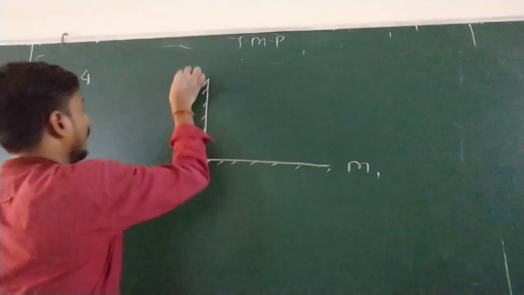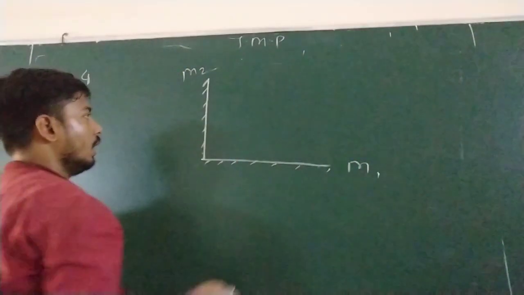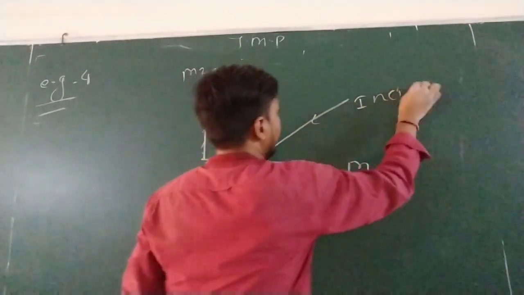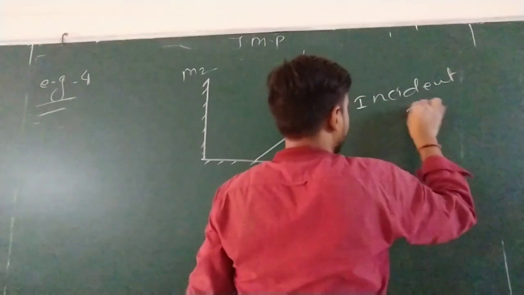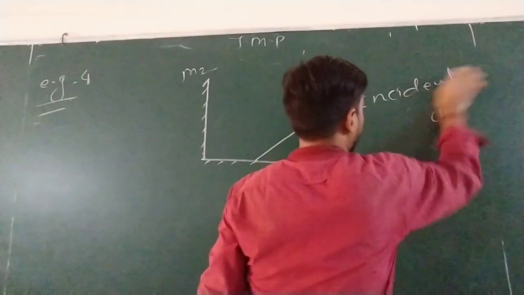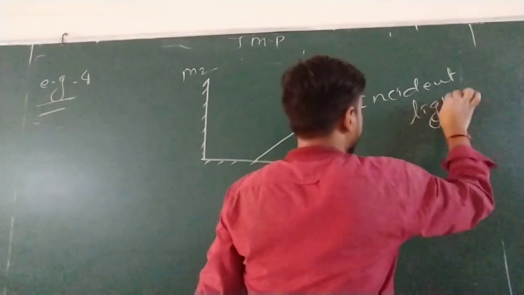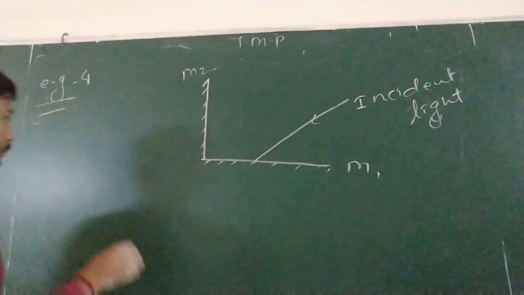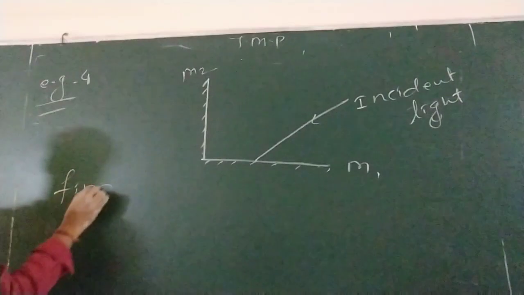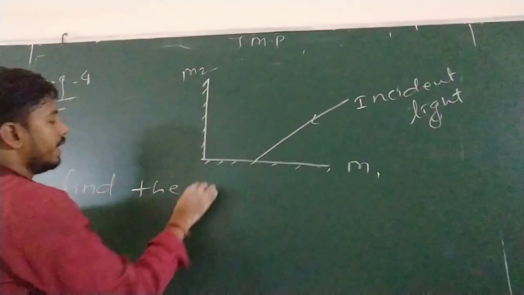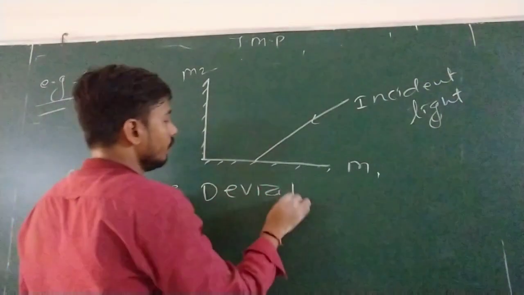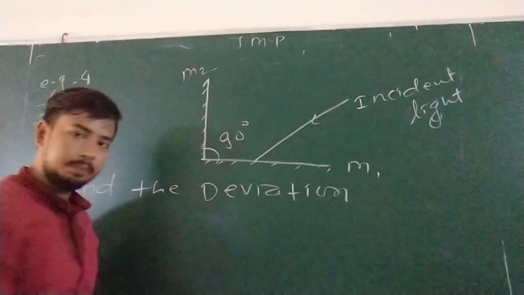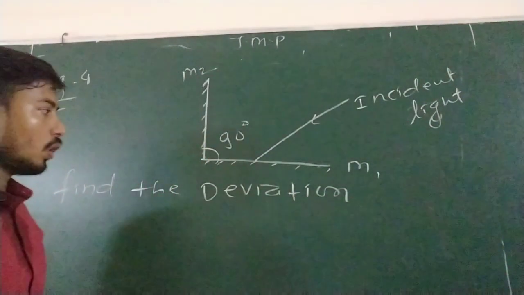Okay, this is M1 and this is M2. The question is: suppose light is coming, this is the incident light. Find the deviation. So this angle is what? 90 degrees. Find the deviation.